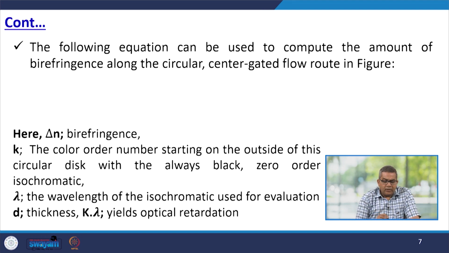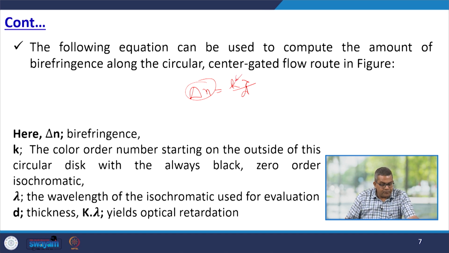Now, a particular equation can be used to compute the amount of birefringence along the circular center-gated flow route as per the figure, and this is delta n equals k lambda over d, where delta n is birefringence and k is the color order number, starting on the outside of this circular disc with always the black zero order isochromatic, and lambda is the wavelength of the isochromatic used for the evaluation, d is the thickness, and k and lambda yield the optical retardation.